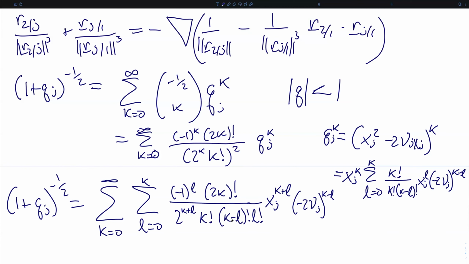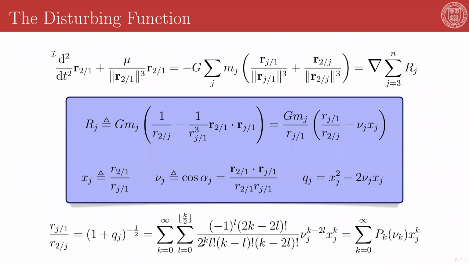If we rearrange some of these indices, we can turn this into the expression given here, where this first summation is still k from 0 to infinity. l goes from 0 to the floor function of k over 2, where you will recall the floor function is given by k over 2 when k is even and k minus 1 over 2 when k is odd.